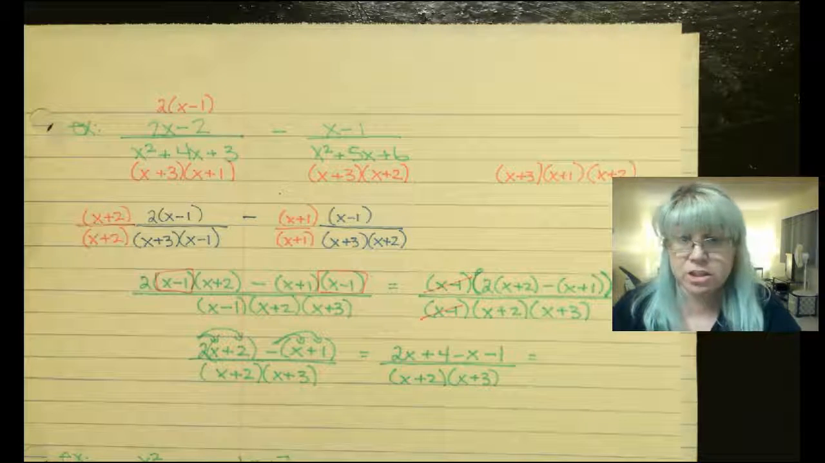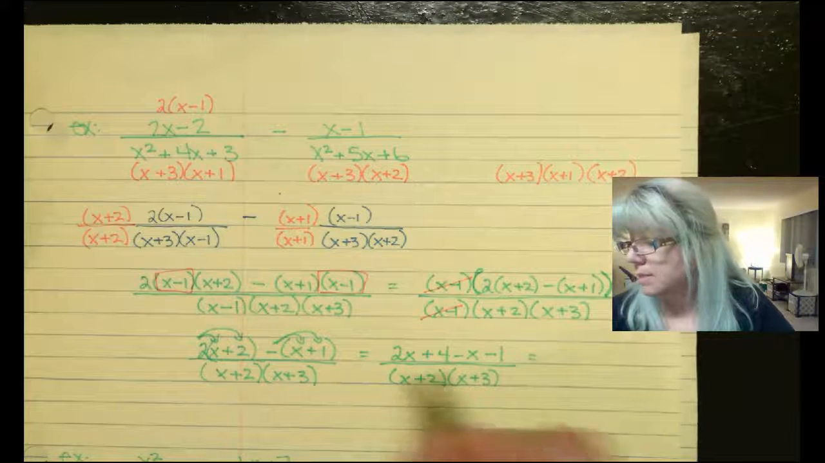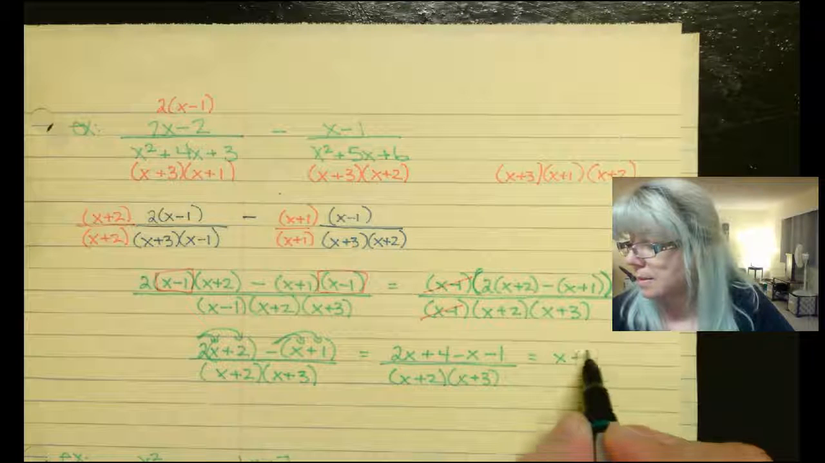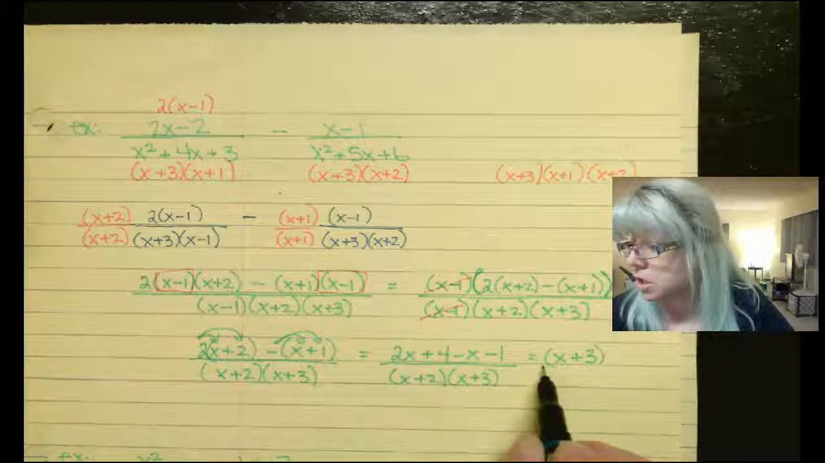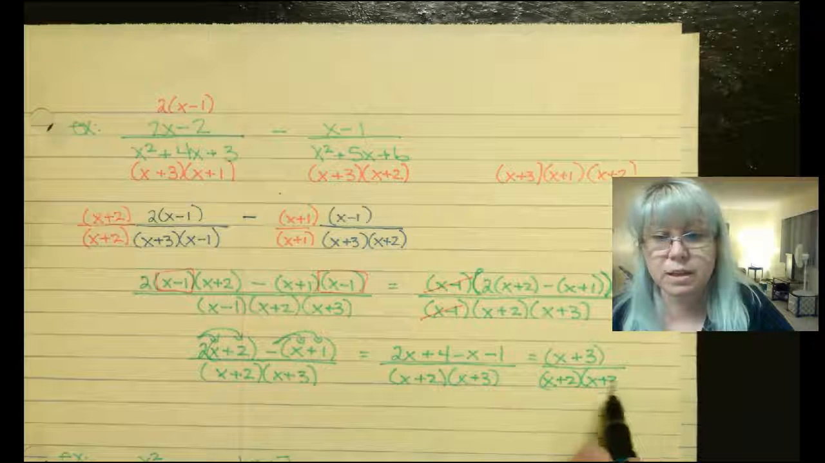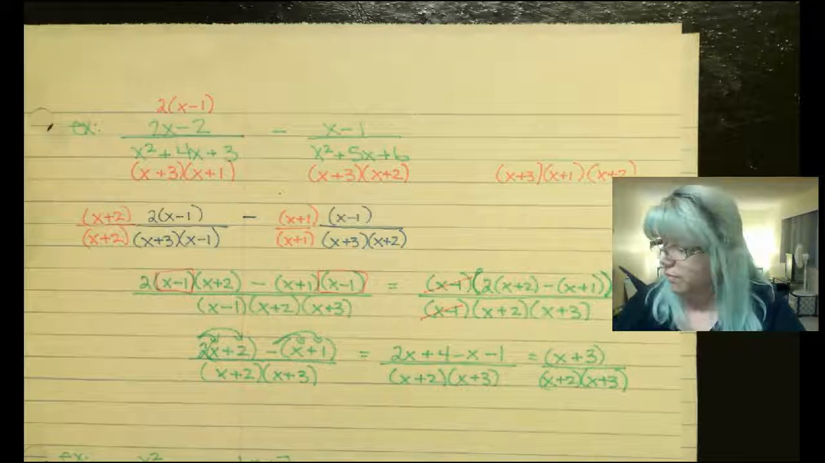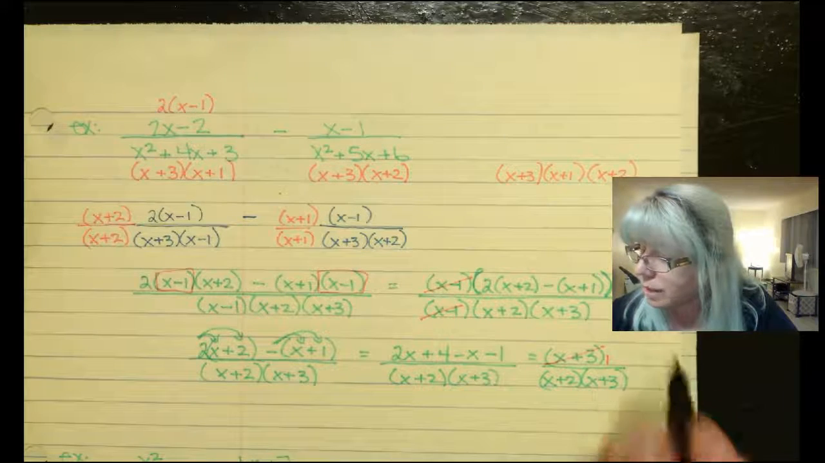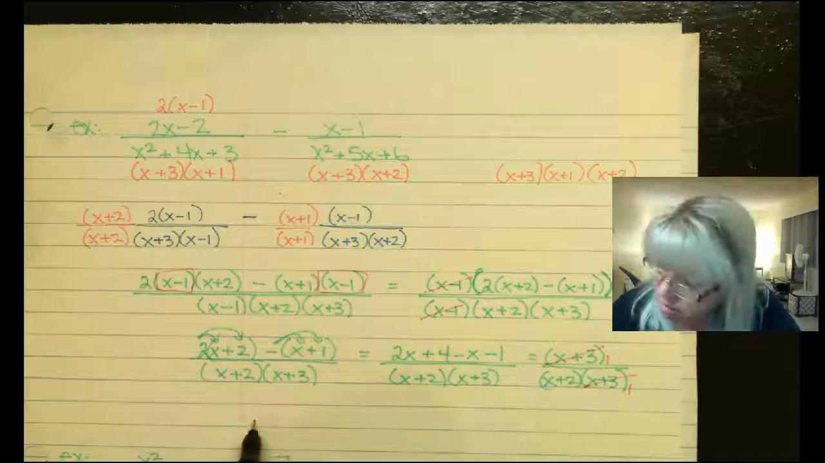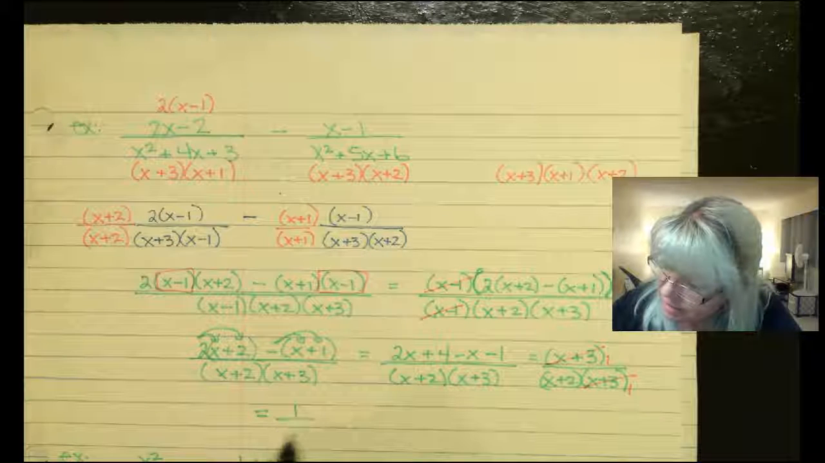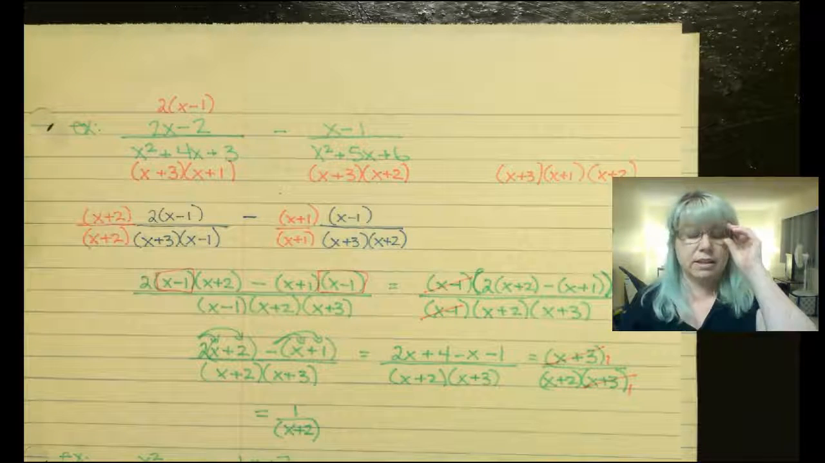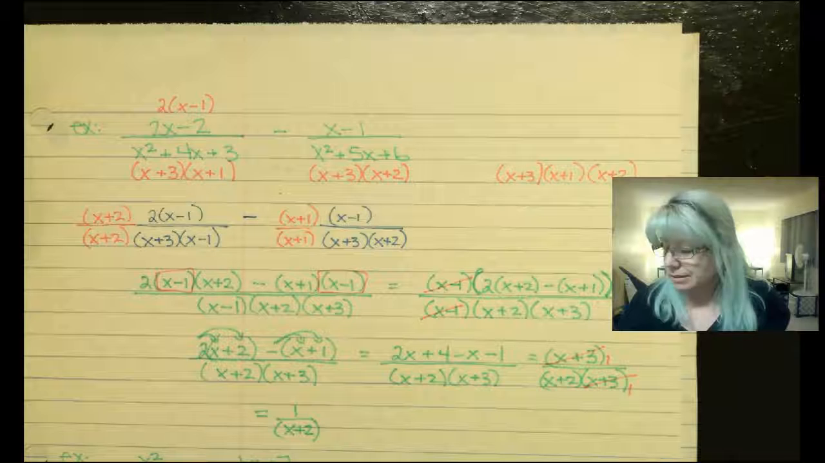Going to add like terms in the numerator. 2x minus x is x. Plus 4 minus 1 is plus 3. Interesting. x plus 2 all over x plus 3. Well, look at that. We can reduce again. x plus 3 goes into x plus 3 once. All of that is left to x plus 2. Parentheses just for emphasis there.